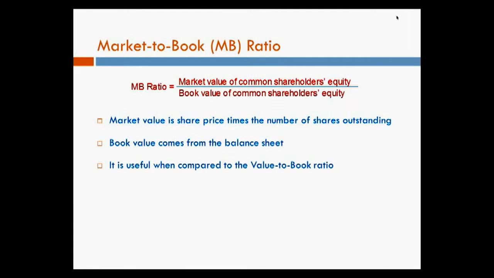The market to book ratio. It's the market value of shareholders' equity over the book value of shareholders' equity. Two numbers that are relatively easy to find. Market value is just share price times the number of shares. Book value of shareholders' equity comes directly off the balance sheet. By itself it doesn't tell you a whole lot.